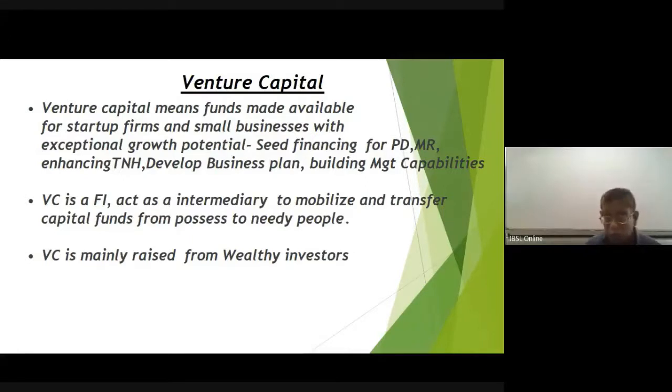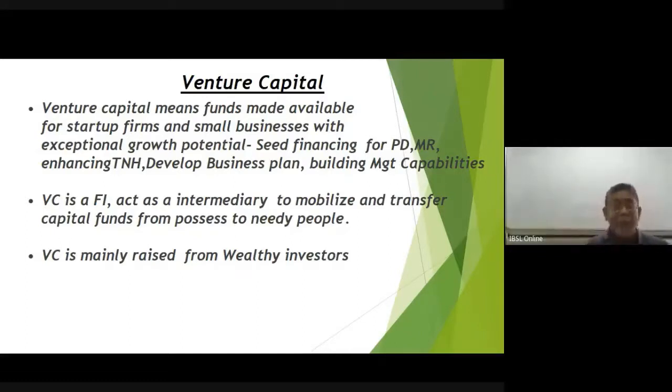So therefore, venture capital is also a financial institution, remember, and acts as an intermediary to mobilize and transfer capital funds from those who possess them to those who need them. Now, what are they transferring? Capital funds, right? Therefore, venture capital is also some sort of financial institution acting as an intermediary.